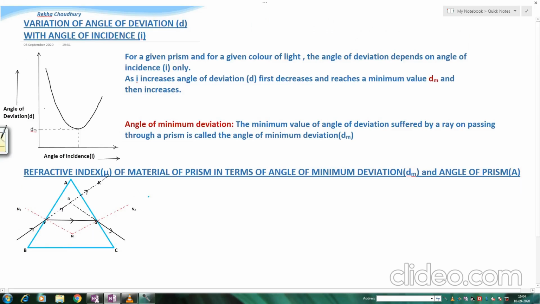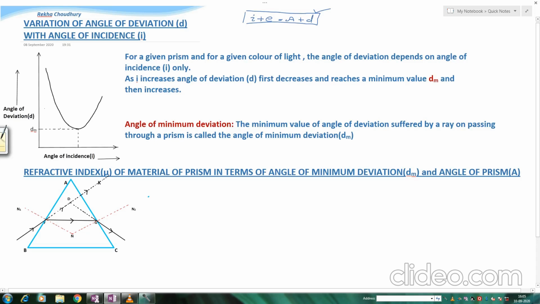In our last video, we established the relation I plus E is equal to A plus D. That is, the sum of the angle of incidence and angle of emergence is equal to the sum of the angle of prism and angle of deviation. From this equation, we can conclude that the angle of deviation depends upon the angle of incidence, angle of prism, material of the prism used, and the wavelength of the light.